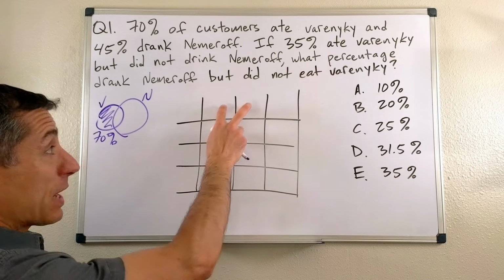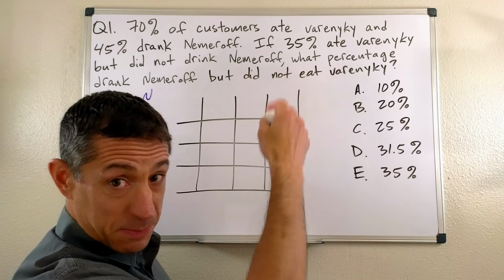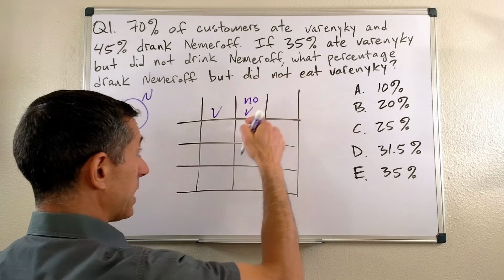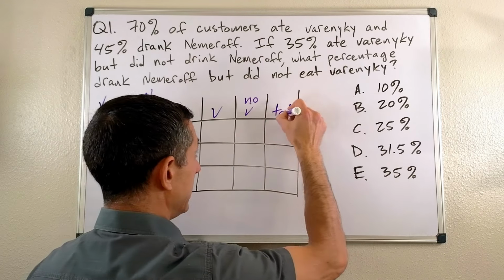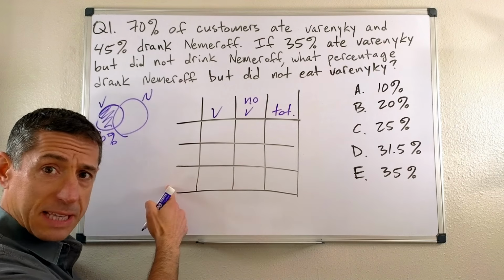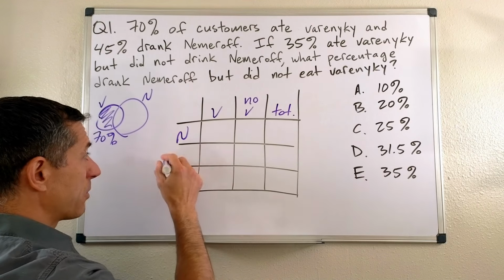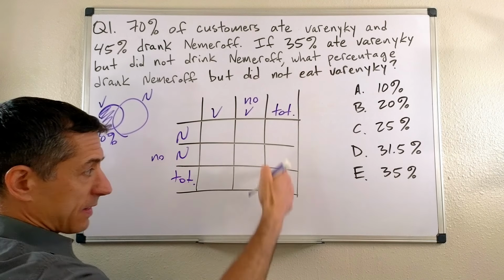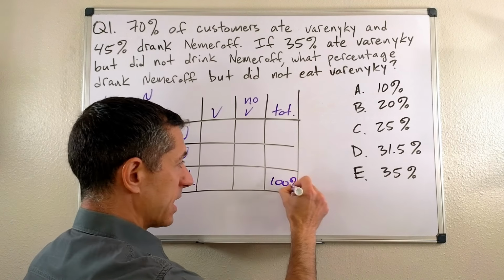But you have two kinds of people in the world. You have people, or at least people at this restaurant, who eat Vareniki. You have people who do not eat Vareniki. Those people are sad. And then you have the total. And then down this side, you can get the other set of things. So everybody either drinks Nemirov or they do not drink Nemirov. And then you have the total. And obviously the total is just 100%.